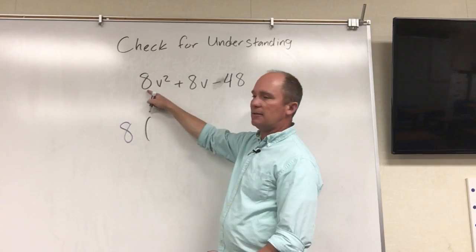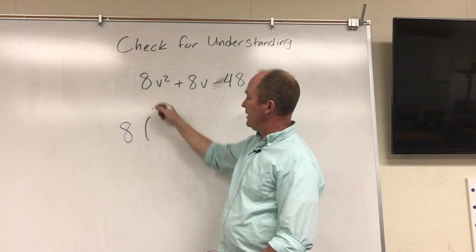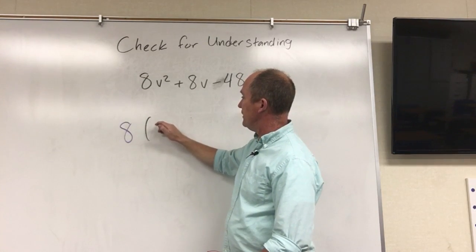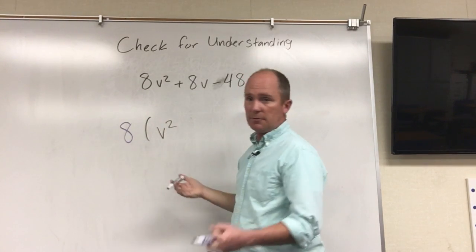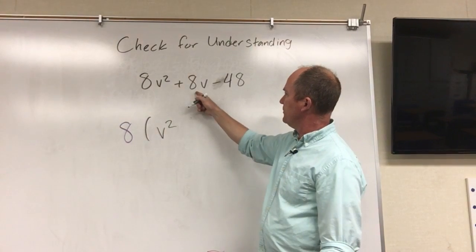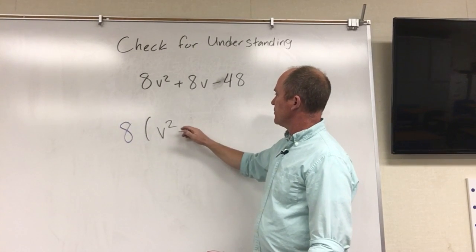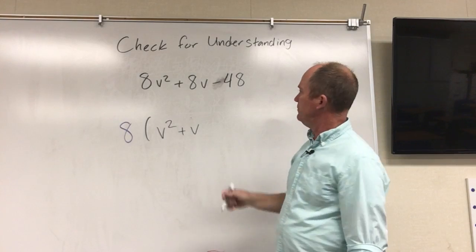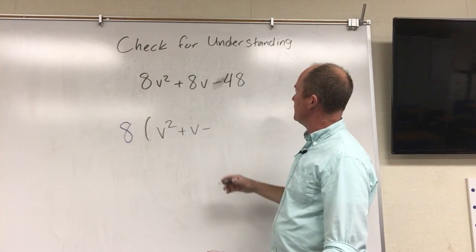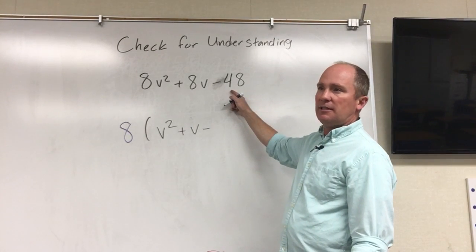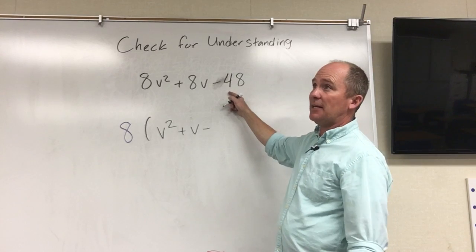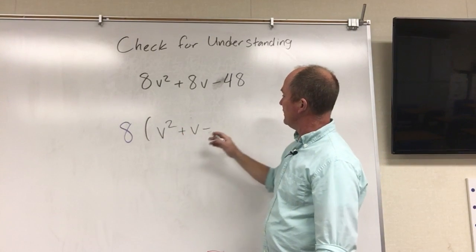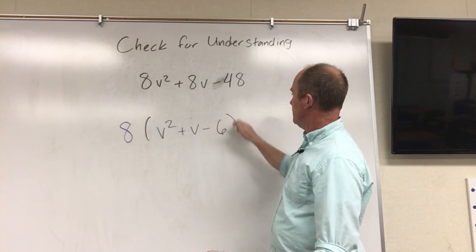When I pull that out, I am left with 8 times 1 is 8, so if I pull out an 8, I'm just left with 1v squared, or just v squared. I'm going to write it that way. 8 times 1 is my 8, so when I pull out an 8, I'm just left with 1v, or just v. And then my last one here, 8 times anything equals 48: 6 times 8, or 8 times 6. So if I pull out an 8, I am left with just 6 on the inside.